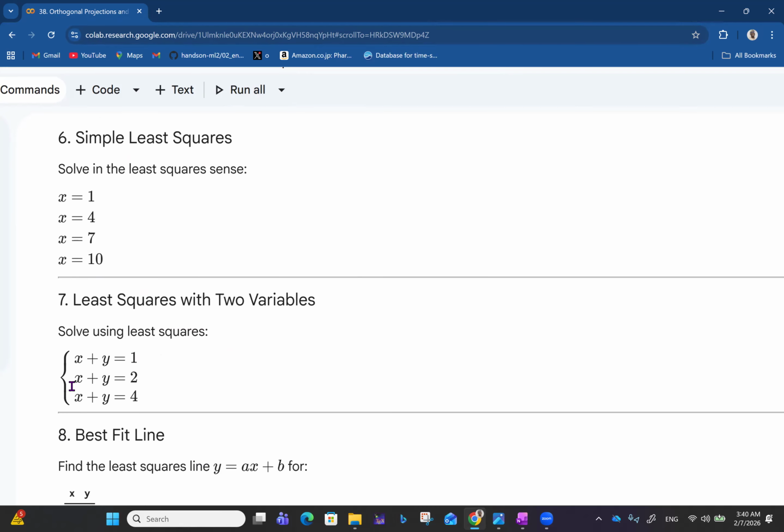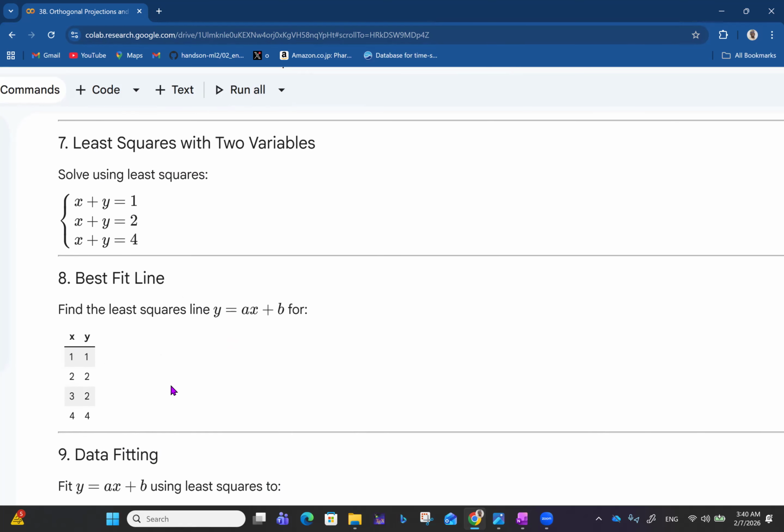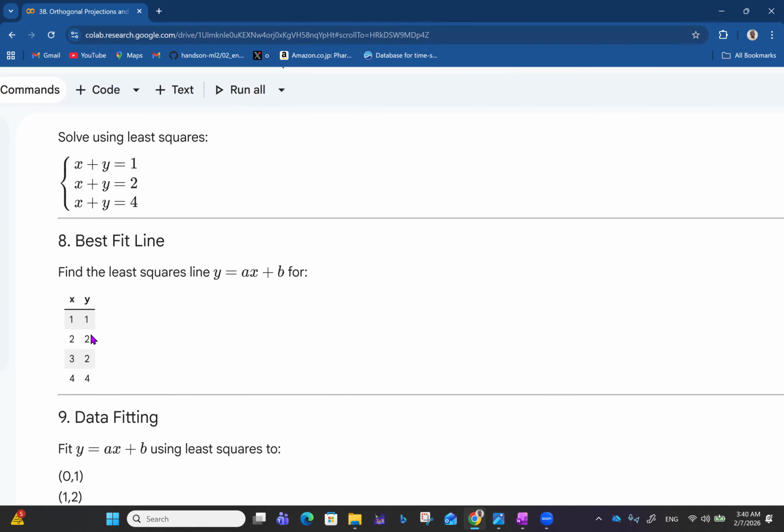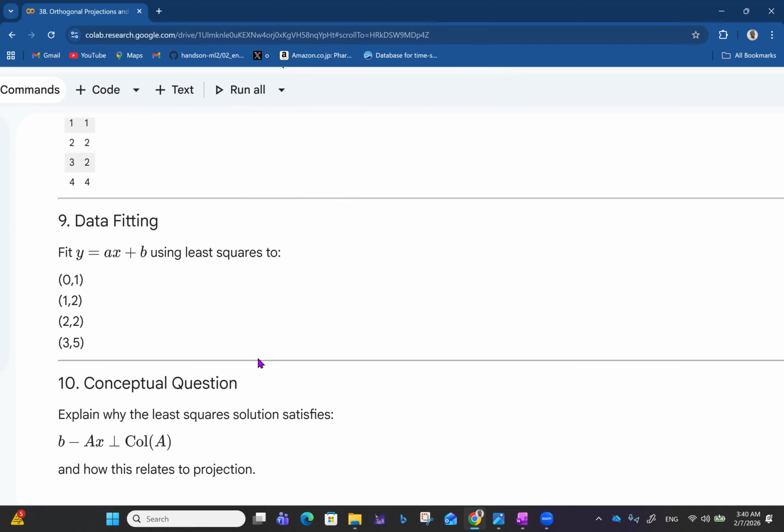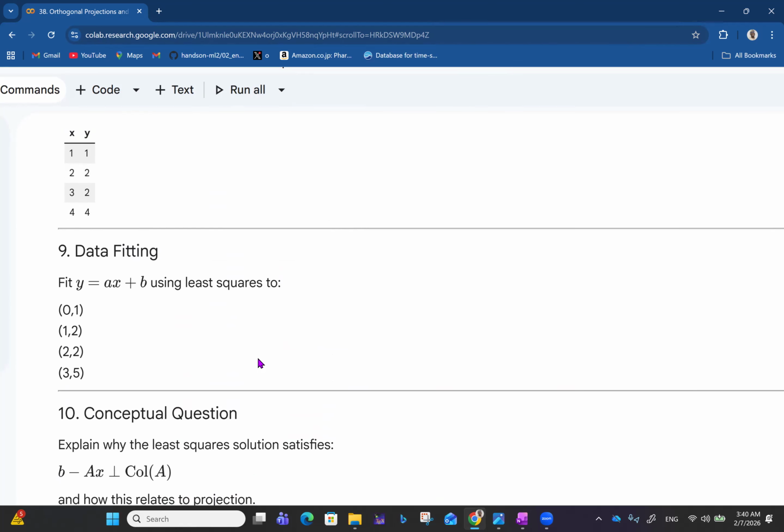Now x plus y is 1, x plus y is 2, x plus y is 4. So this is also an impossible situation, but then you can just form the matrix. This is like 1, 1, 1, 1, 1, 1, and then you have 1, 2, 4 like this. So just use least squares also. Then of course you have this data thing: (1, 1), (2, 2), (3, 2), (4, 4). So you use least squares like what we did. Yeah, so try your hands on all these things.